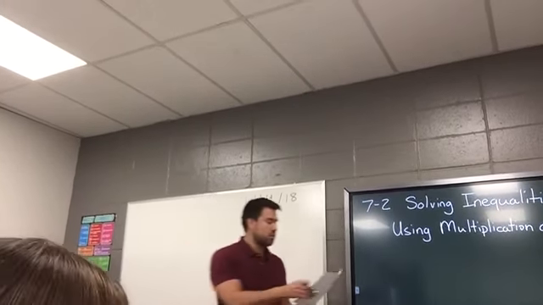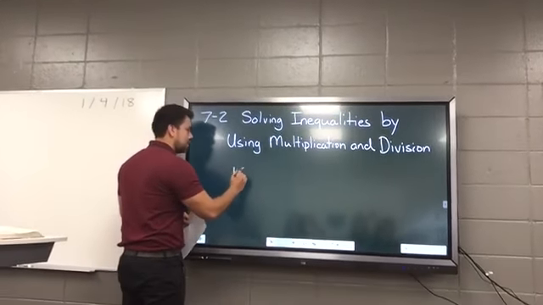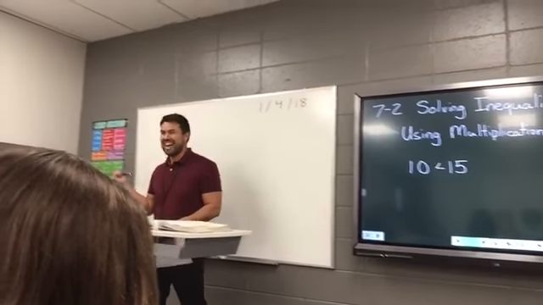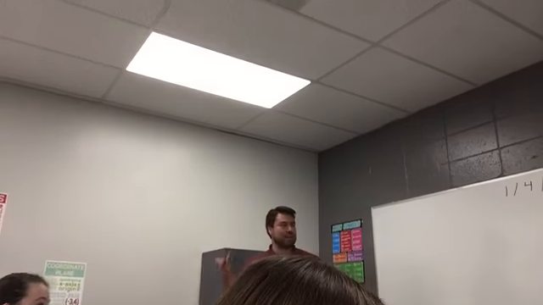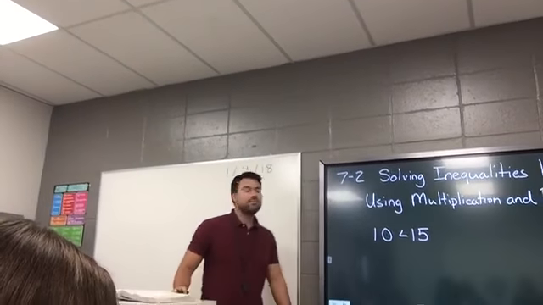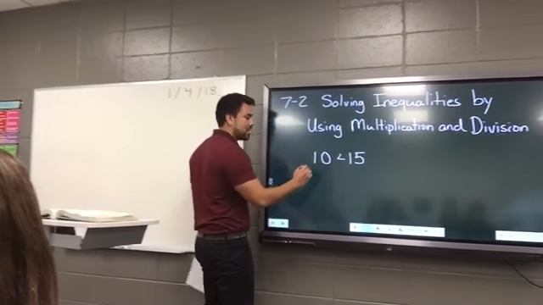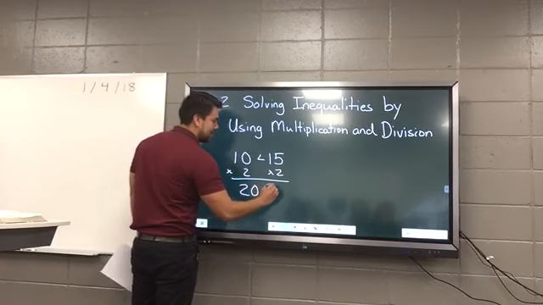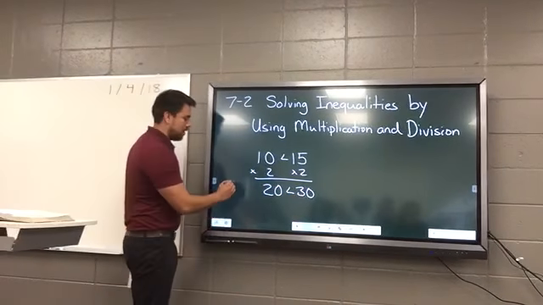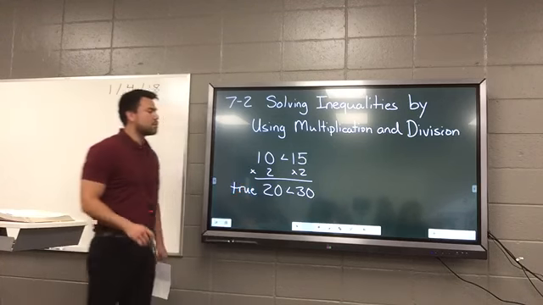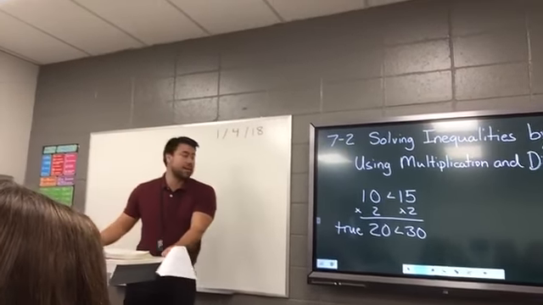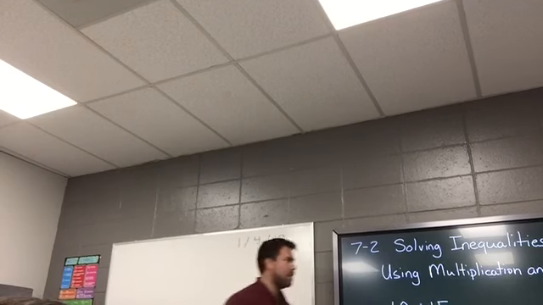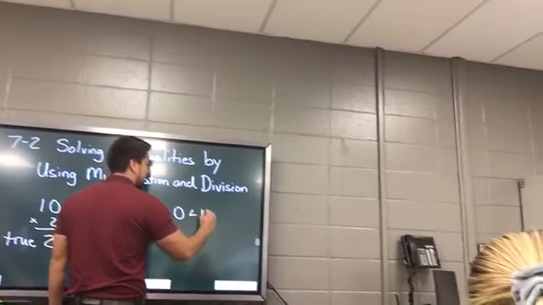Okay, so here we're going to look at a simple inequality. 10 is less than 15. Would you agree with that? I've done this kind of illustration last year, but maybe it's been a long time. This is a true statement, but what if I multiply both sides by 2? I get 20 is less than 30. Is that true? All right, that is a true statement. So when I multiplied both sides of this inequality by 2, did it keep it a true inequality? Yeah.